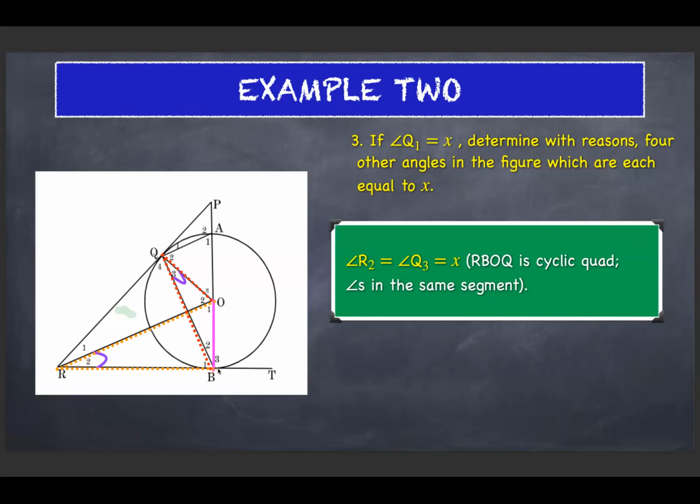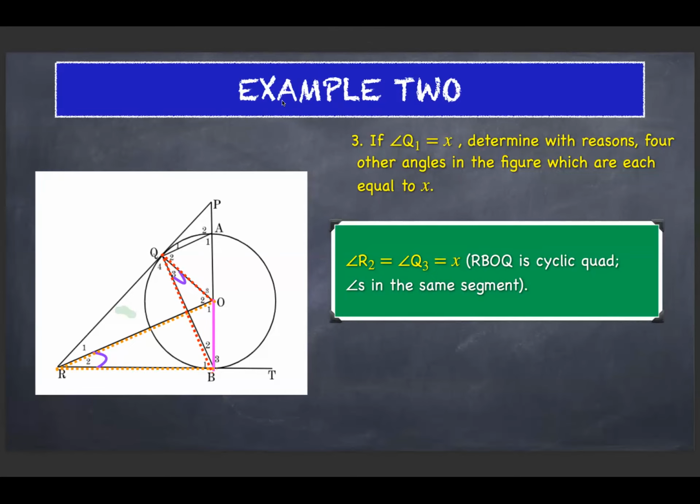So say, for example, in the previous question, we were talking about proving RBOQ is a cyclic quad. We take that to be true because the question that follows afterwards, yes, exactly. Yes, that is a good point. I'm sorry, I should have made that a bit more clear. Thank you, Katleho. So we use the information from the previous question, because we're working in the same example.